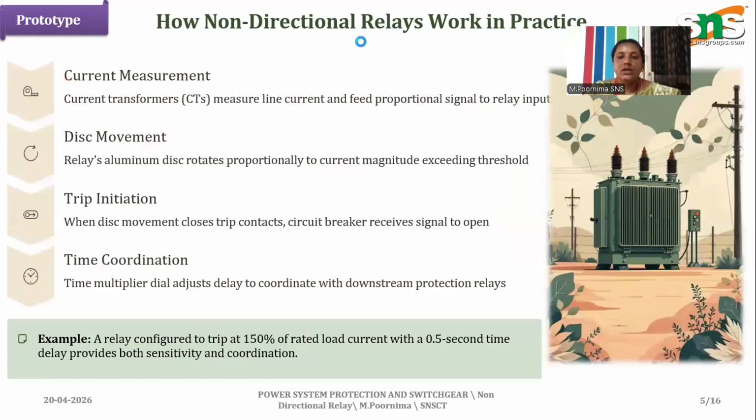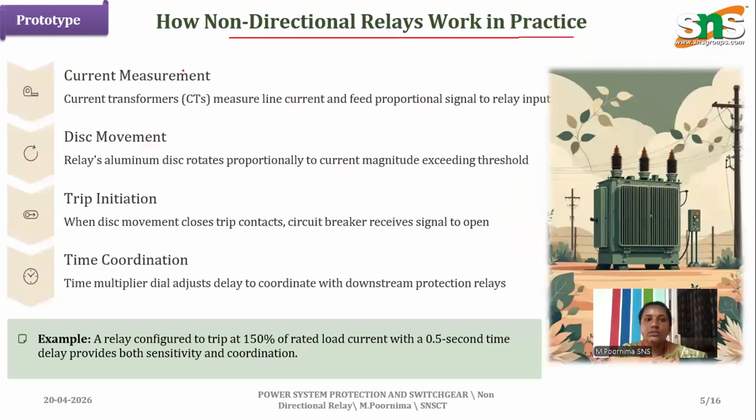Here we see how the non-directional relay works in practice: current measurement, disc movement, tripping initiation, and time coordination. The relay is configured to trip at about 150% of full load with a 0.5 second time delay, which provides both selectivity and coordination in the system.